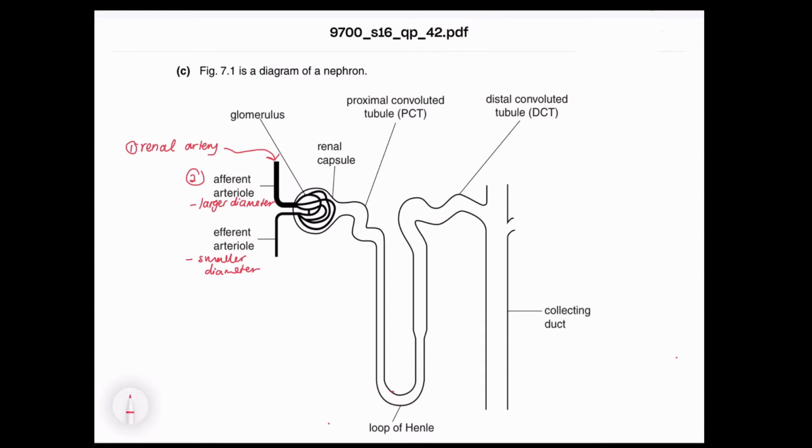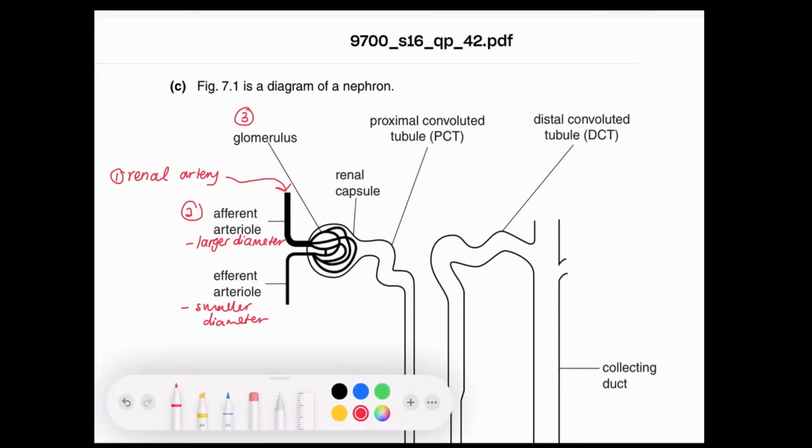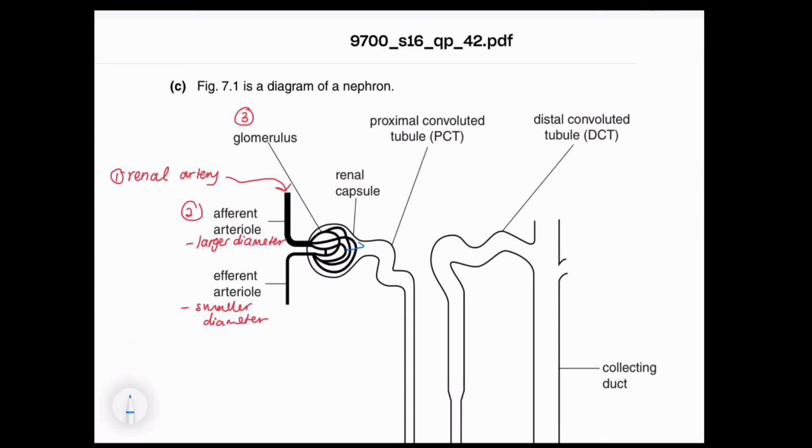Then as the arteriole branches out to form capillaries, it will form a knot of capillaries known as the glomerulus. And this is where ultrafiltration is going to occur, where the filtrate is going to be collected in the Bowman's capsule, or here shown as the renal capsule. And the filtrate is known as glomerular filtrate.